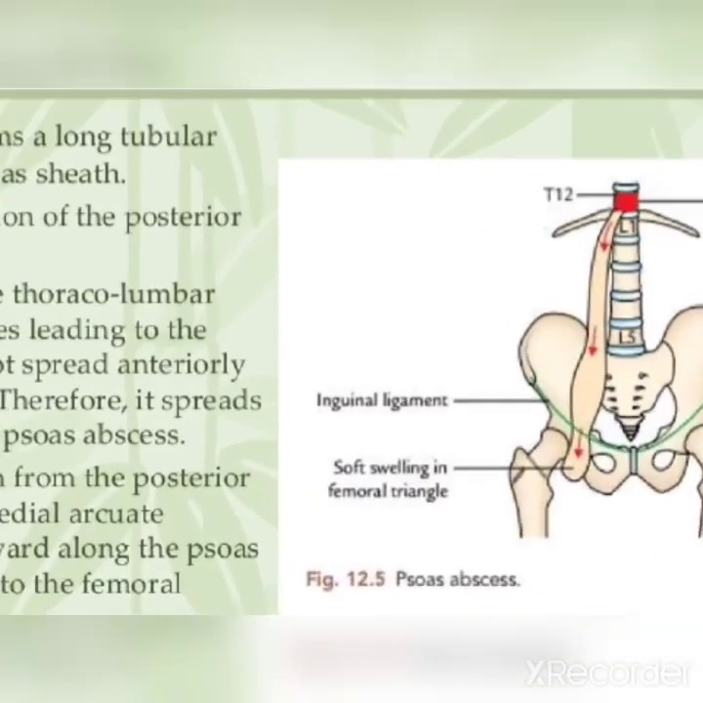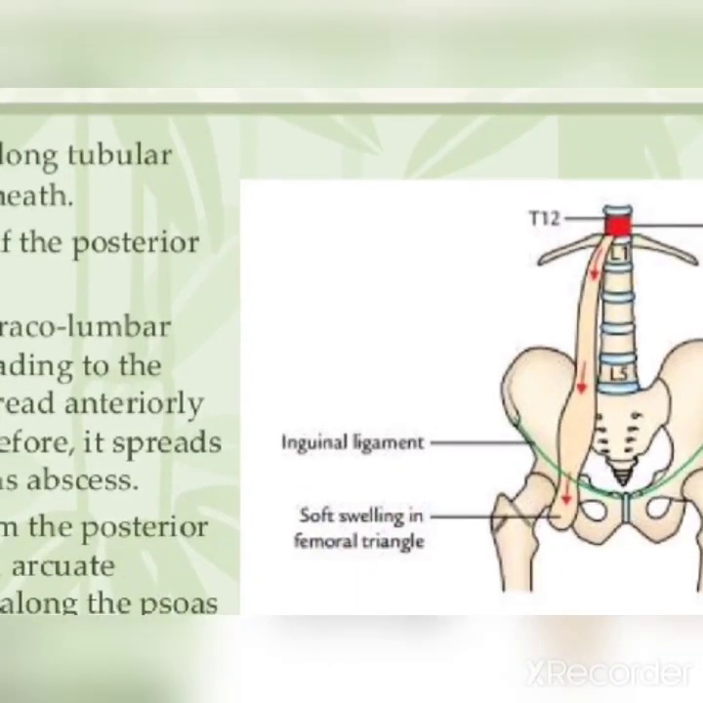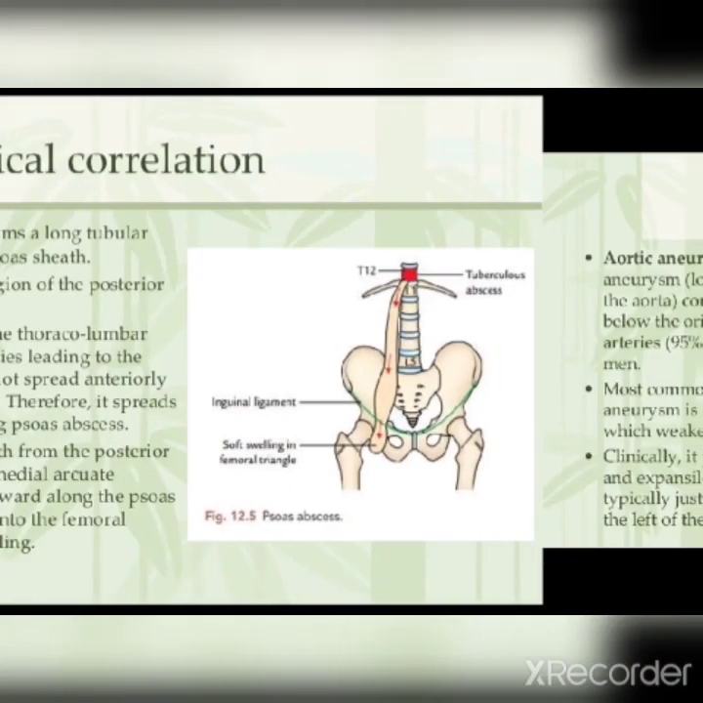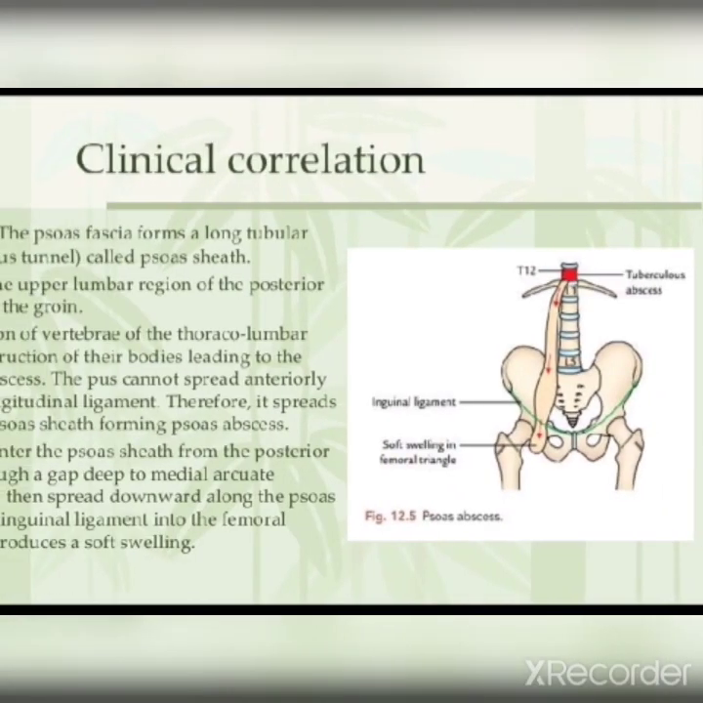See, this is the psoas sheath. You can see here, this is the psoas sheath, formed by the psoas fascia. So extending from the upper lumbar region of the posterior abdominal wall to the groin, the tubercular infection of the vertebrae of the thoracolumbar region causes destruction of their bodies, leading to the formation of an abscess.